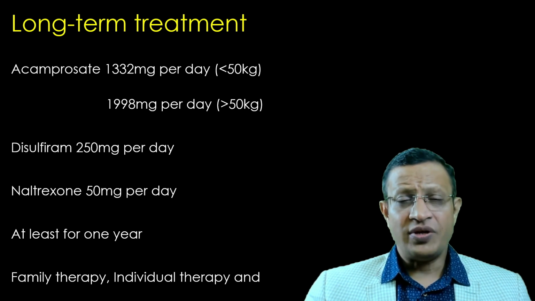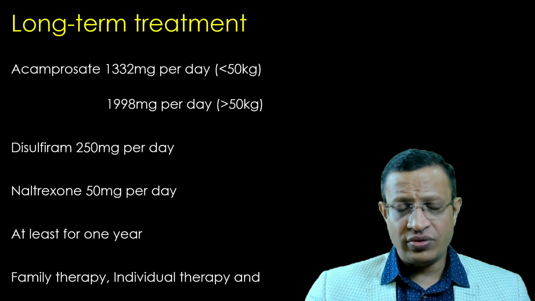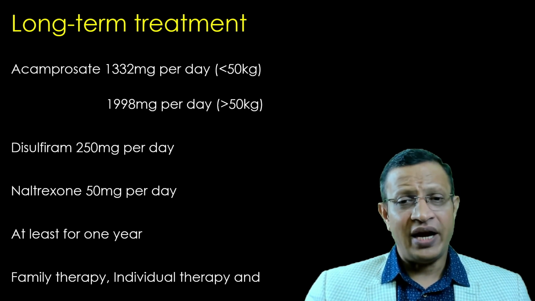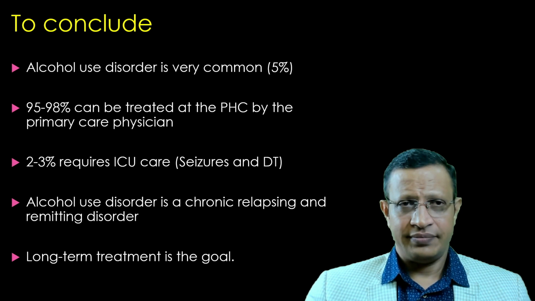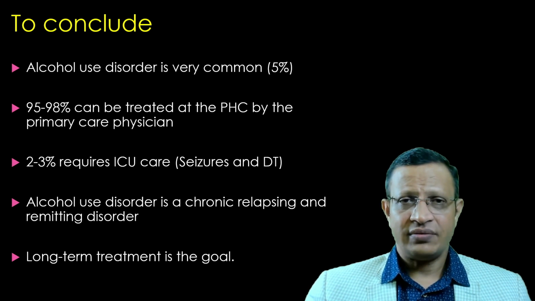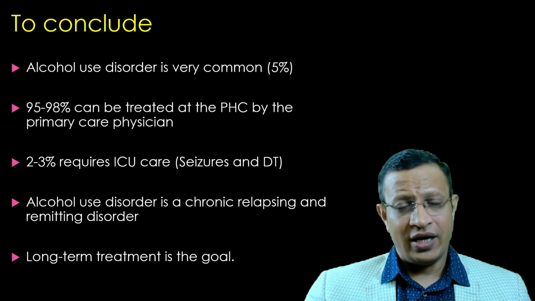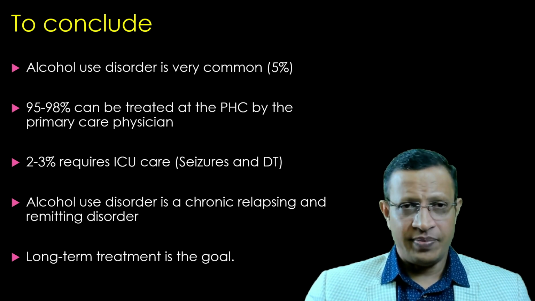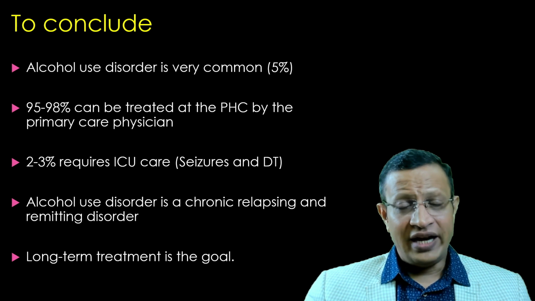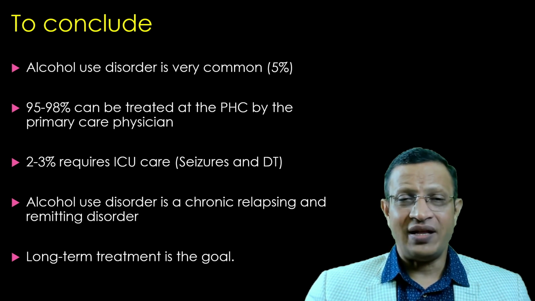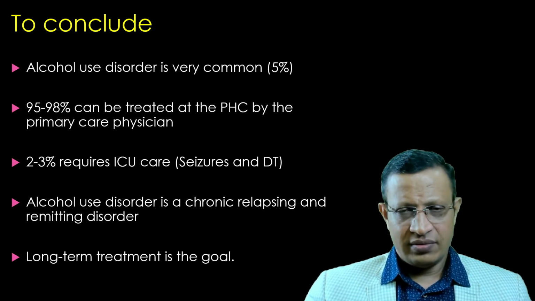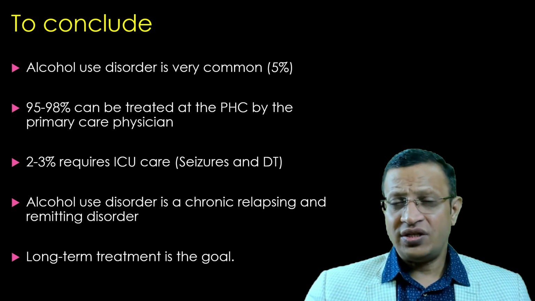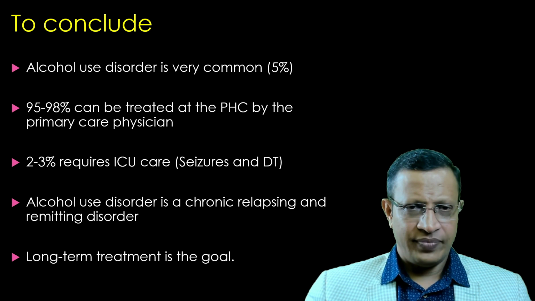Further, a person who is taking alcohol will have family issues. He will have individual problems. Hence, family therapy and individual therapy need to be considered. To conclude, my dear friends, alcohol use disorder is very common, up to 5%. In the Indian population, it is around 3.7%. And 95% of them can be treated at primary healthcare center on OPD basis. Only 2 to 3% require ICU care if they have seizures or delirium tremens.